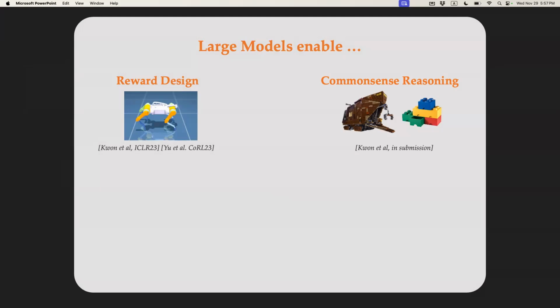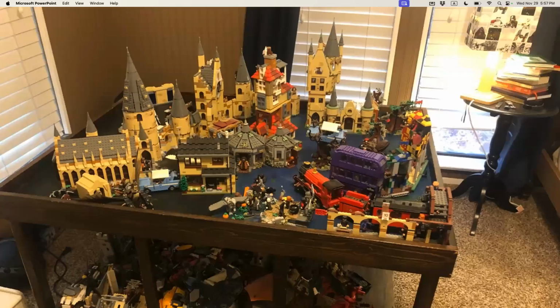So for example, you can ask a VLM, should I clean up the Legos on the right, or should I clean up the Legos on the left? So for example, if you have a scene like this, a human immediately knows that you shouldn't clean this table.